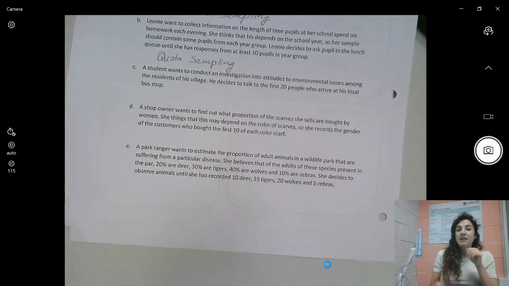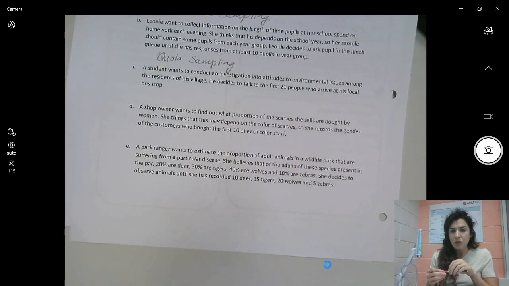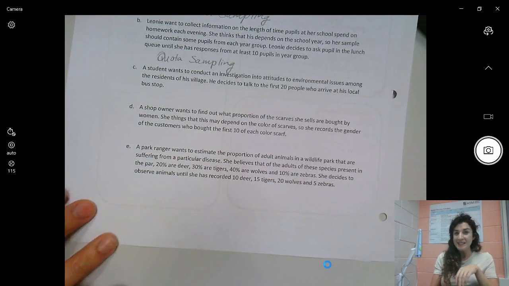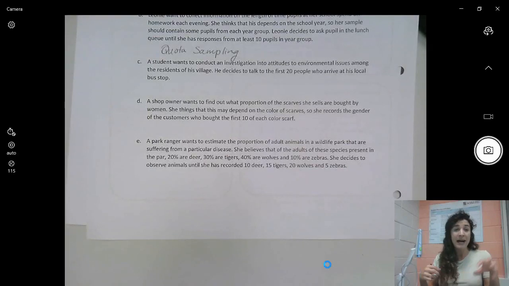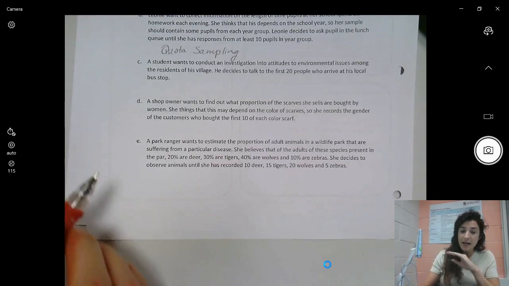A student wants to conduct an investigation into attitudes to environmental issues among the residents of his village. He decides to talk to the first 20 people who arrive at his school or at his local bus stop. This is convenient. It's nearby. It's somebody who just shows up on something that he's doing on a day-to-day basis.